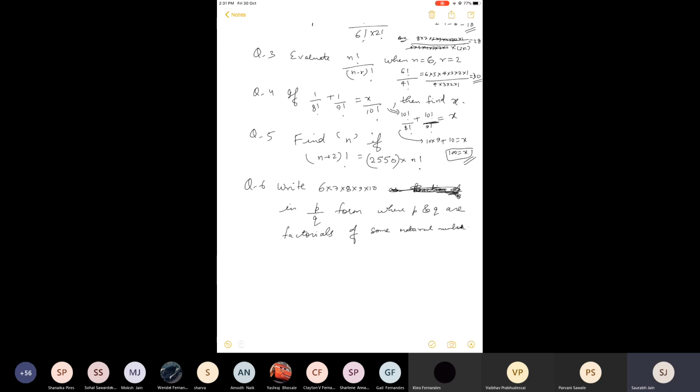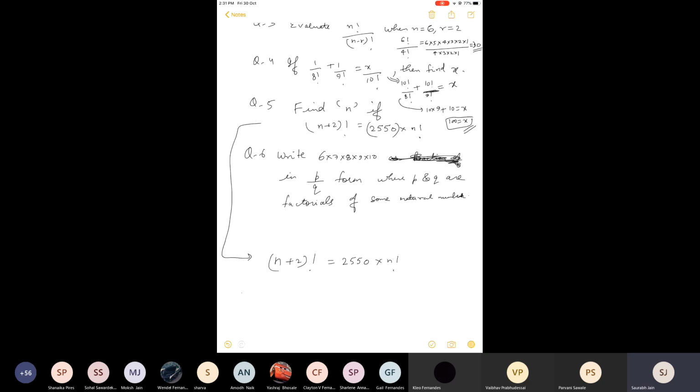Okay, now let me explain the fifth part to you. See, if you have understood that 10 factorial upon 8 factorial is 10 into 9, you will definitely understand how to solve the fifth question because it is in terms of n, but that is not an issue. Listen carefully. If you can understand this thing, then factorial is complete for you.